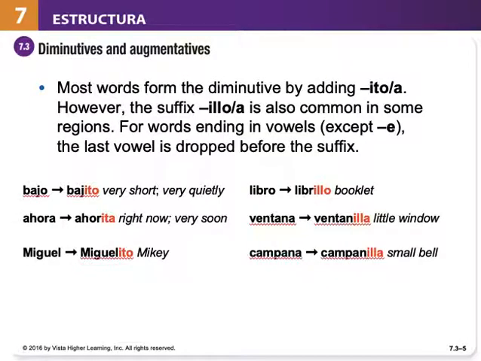Most words form the diminutive by adding ito. However, the suffix illo is also common in some regions. For words ending in vowels except e, the last vowel is dropped before the suffix: bajo, bajito, ahora, ahorita, Miguel, Miguelito, libro, librillo, ventana, ventanilla, campana, campanilla.